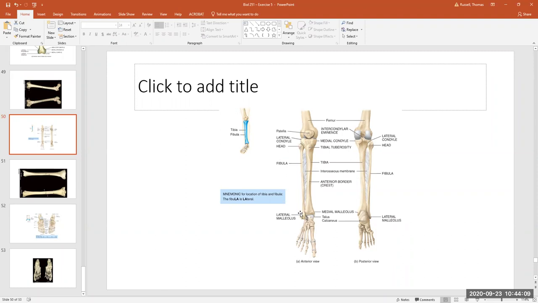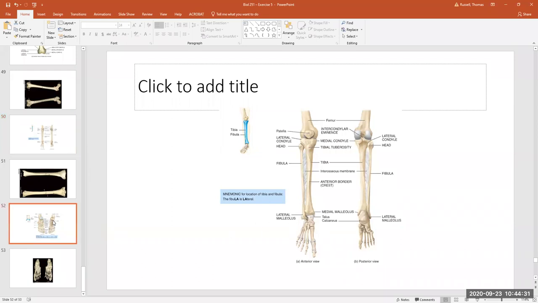And you have to know the lateral malleolus, which is on the opposite side of the medial malleolus, which is on the tibia. So those two lower extensions are called the malleolus. The medial one is on the tibia. The lateral one is on the fibula. And they encase some of the bones to help form your ankle joint.